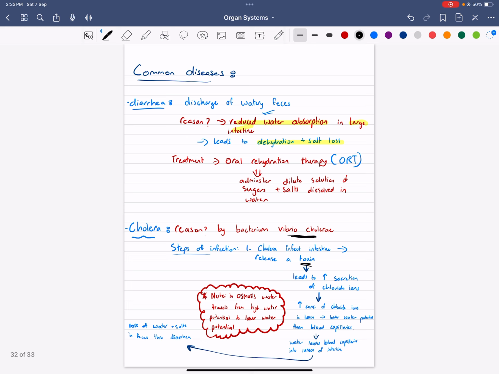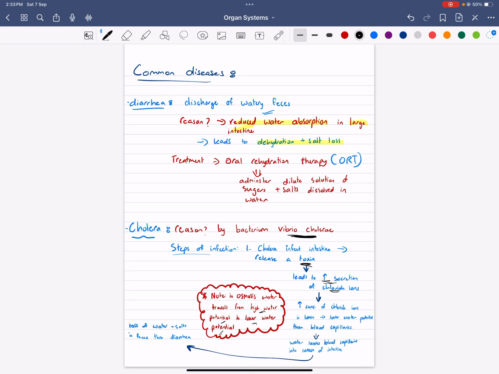Now this toxin leads to the increased secretion of chloride ions. Now we will have an increase in concentration of chloride ions in the lumen of the intestine. So there is going to be a lower water potential than blood capillaries. And now remember, what will happen if we have a lower water potential than blood capillaries? Water will leave the blood capillaries and enter the lumen of the intestine. Why? Because in osmosis, water travels from high water potential to lower water potential.